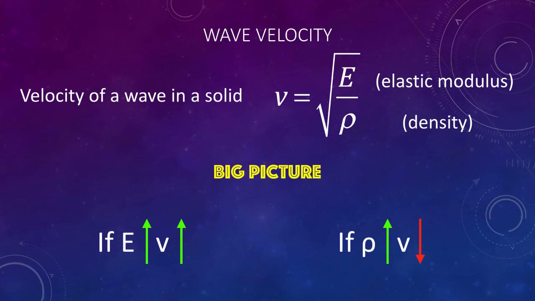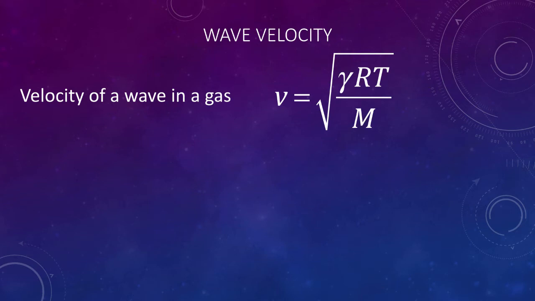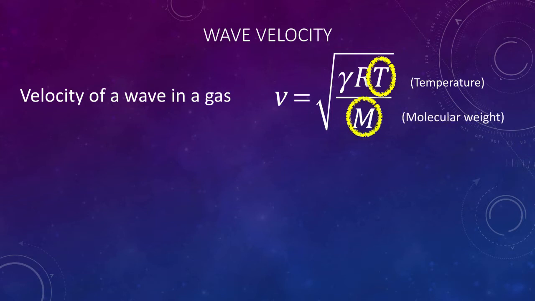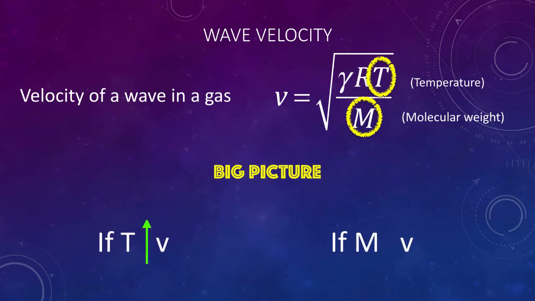For gases, the formula is v equals the square root of gamma R T over M. Gamma and R are constants, T is temperature, and M is the molecular weight of the gas. The big picture. For gases, velocity is directly proportional to temperature and inversely proportional to molecular weight.